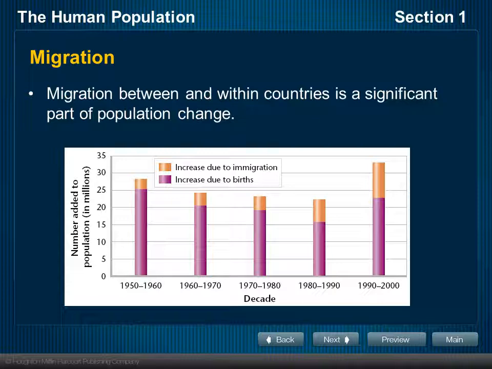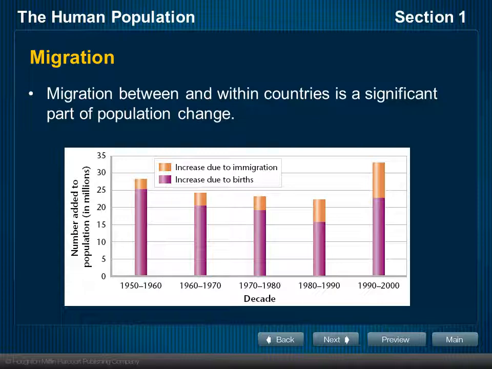Notice, though, in 1980 and through 1990, you have the lowest increase due to births and the highest increase due to immigration. And although from 1990 to 2000 you do see an uptick again in the increase due to births, look how big the bar is for increase due to immigration. So this has played a significant role in the last 30 to 40 years in terms of population trends within, again, developed countries.